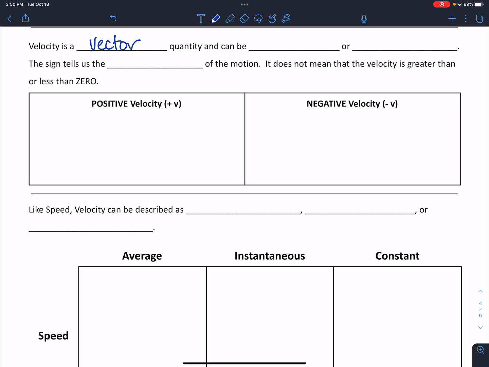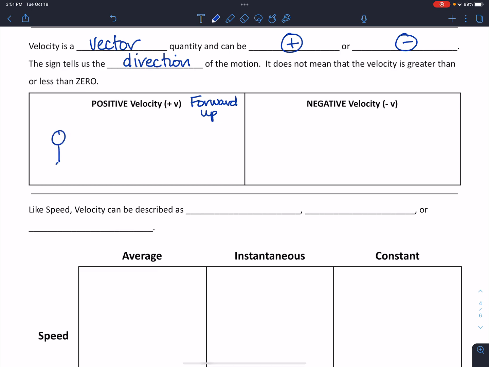We also tend to use signs to indicate change in direction. So we'll use a positive sign or a negative sign, and we define in class what those mean. The sign tells us the direction of motion. It doesn't mean that the velocity is greater than or less than 0. It just indicates which direction that motion is occurring. For positive velocity, we have defined that in class as forward motion, and also as upwards motion.